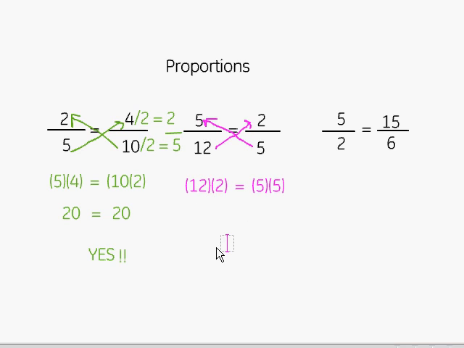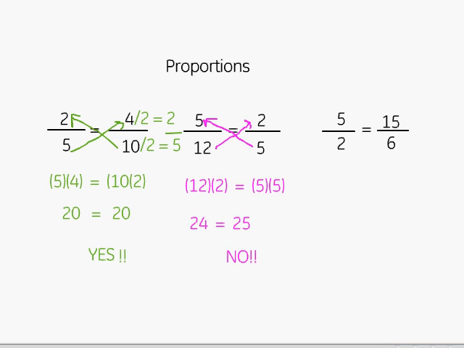Well, 12 times 2 is 24, and 5 times 5 is 25. Since 24 is not equal to 25, no, this is not a proportion. So 5/12 is not equal to 2/5. So this is not a proportion.